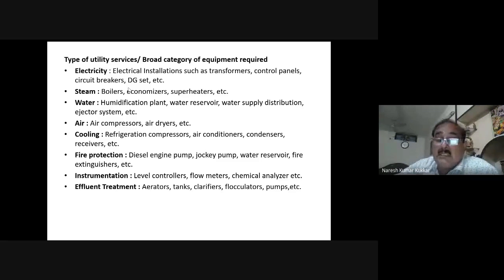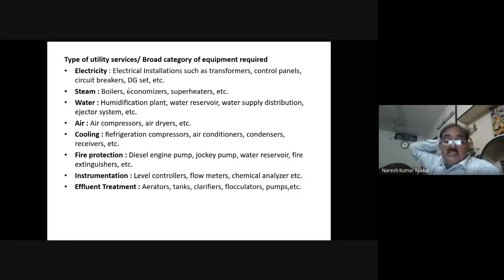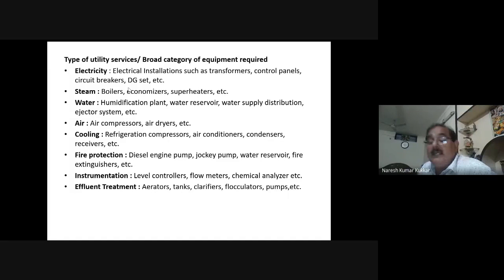Fire protection means a diesel engine pump is required, a jockey pump is required, a water reservoir is needed to run that pump, and fire extinguishers. We have studied the small types of fire extinguishers. There are 8 types of fire extinguishers we have studied. Then comes instrumentation: level controller, flow meter, chemical analyzer. These are required for the industry. Then effluent treatment: we require ETP, aerator tanks, clarifiers, pumps, etc. These are used for the ETP, and second is effluent control and sewage control. Sewage control is used for the effluent treatment.